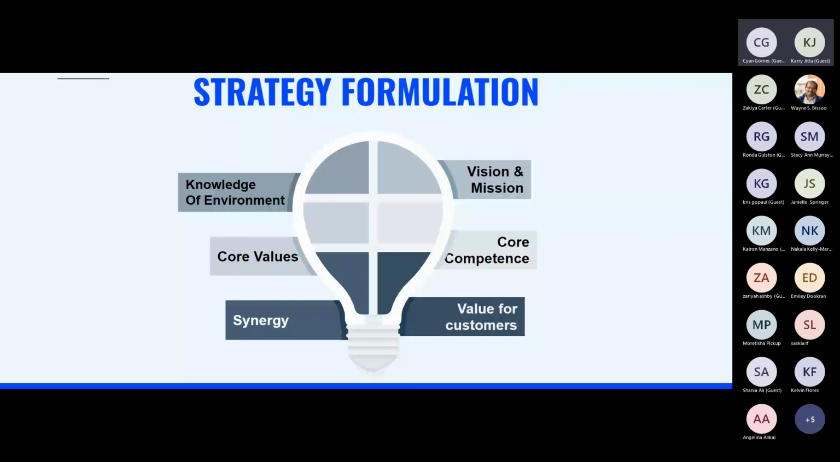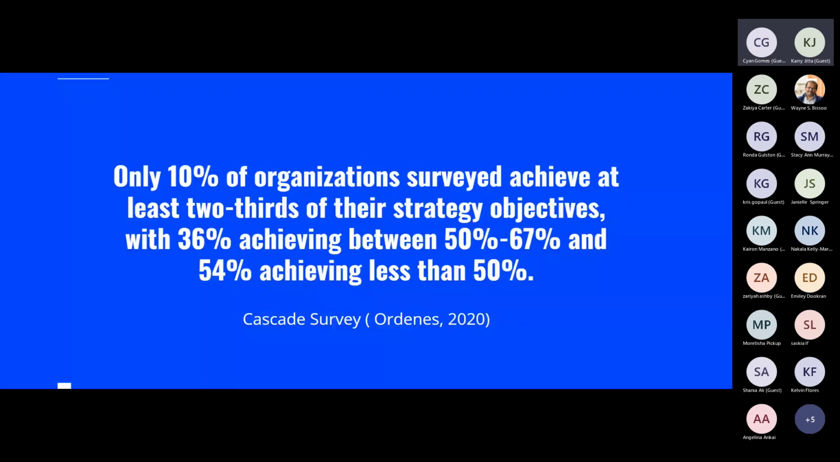Unfortunately, though, it's not as easy as just writing and hitting all your checkpoints. As we see from this statistic from a Cascade survey, only 10% of organizations surveyed achieve at least 2/3 of their strategy objectives, with 36% achieving between 50 to 67% and 54% achieving less than 50% of their objectives. Coming up with a decent plan that would work if implemented well doesn't automatically mean that your plan is structured in a way to support implementation and that you're actually going to get it done. Good strategic ideas and direction are key, but the hardest part in all of this is turning those ideas into an implementable plan.